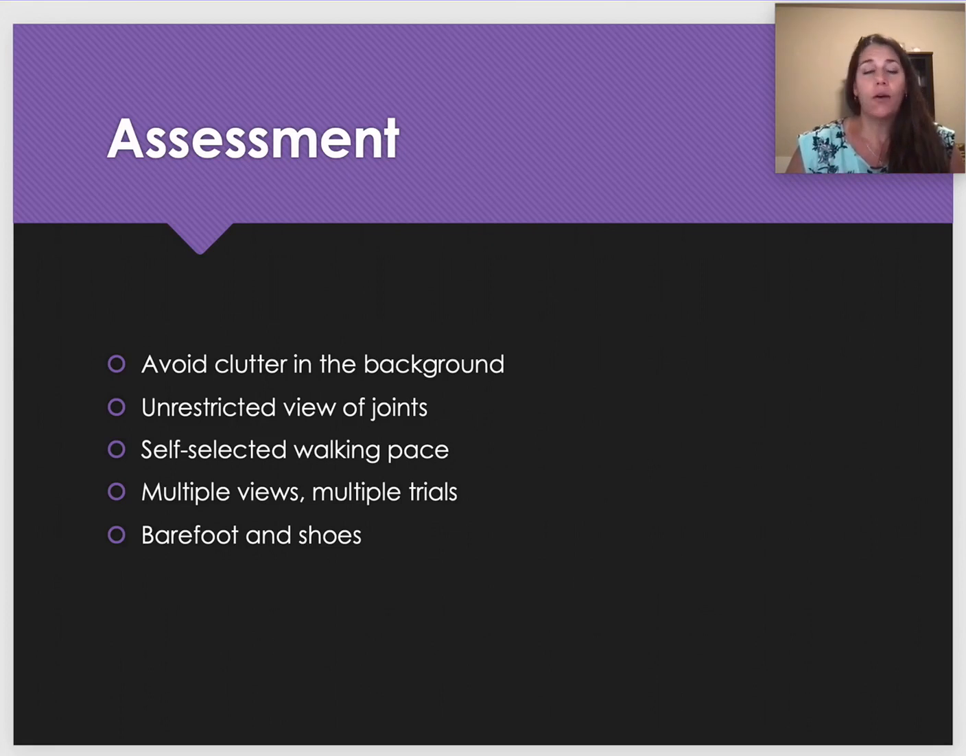Self-selected means what speed do you normally walk at, okay? And then I would always ask people to walk barefoot and in shoes, and preferably in the shoes that they typically wear. And I would look at their shoes. I would definitely do a shoe inspection, because the way that the shoes look, where their wear patterns and everything else are, is going to give you a great idea as to what their gait pattern is, before you even have them walk.